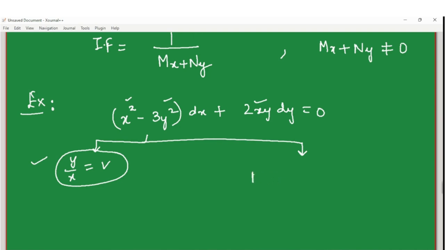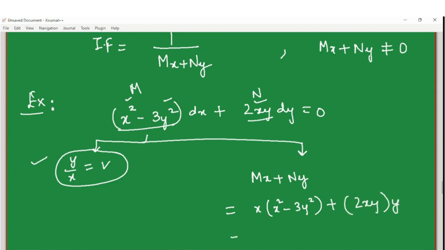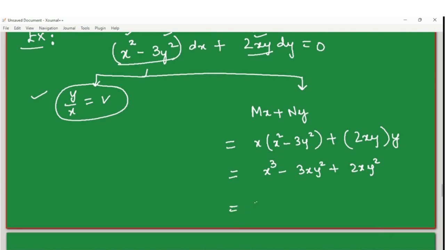What we do is we find Mx plus Ny. What is Mx plus Ny in this case? This is my M, this is my N. So what is M times x? It means x times (x square minus 3y square). And what is N times y? It is 2xy times y. Let's simplify and hope that it's non-zero. It's x cube minus 3xy square plus 2xy square, which boils down to x cube minus xy square, and that's equal to x into (x square minus y square).